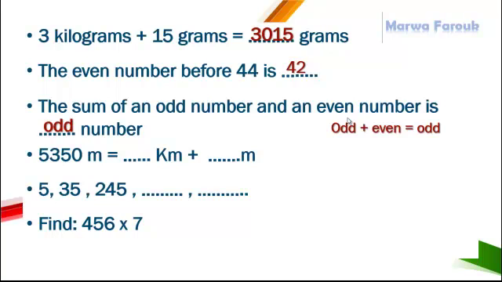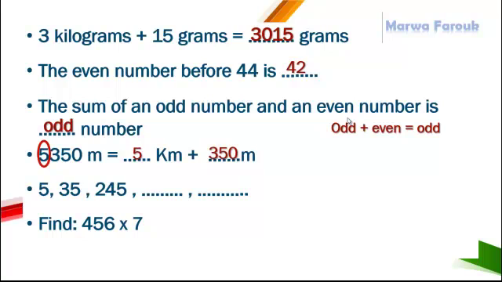Next one is very important. 5,350 meter equal how many kilometer and how many meter? Here the 1000 digit is the kilometer, which is 5. Why? Because the kilometer has 1000 meter. So the digit in the thousand place is the kilometer, and the rest of the digits are the meter. So we have 5 kilometer and 350 meter.